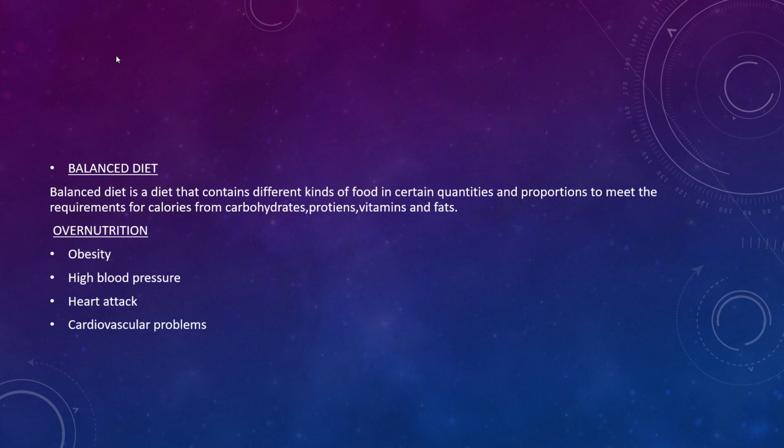Okay. Now we can study the next chapter, overnutrition. What are the causes of overnutrition? I mean, overnutrition will cause what and all to the human body? Obesity. People will get overweight, high blood pressure, heart attack, cardiovascular problems. All the health-related matters are due to overnutrition.